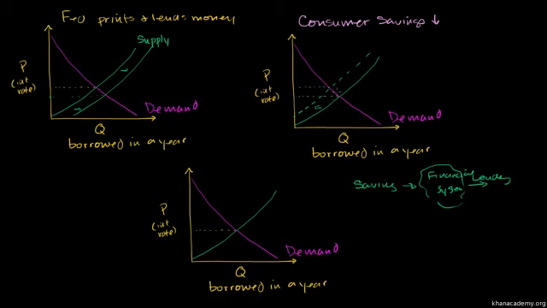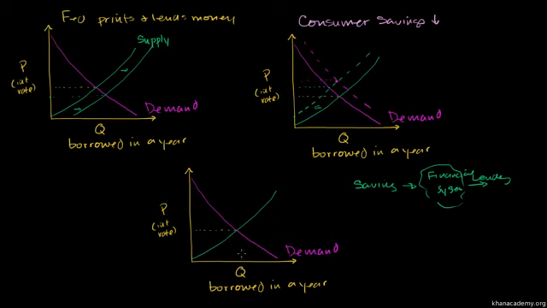And then you could even make an argument that if consumer savings is going down, consumers are going to borrow less as well. And you could argue that maybe demand would go up as well. And so your demand could go up, and that would make the equilibrium interest rate even higher.